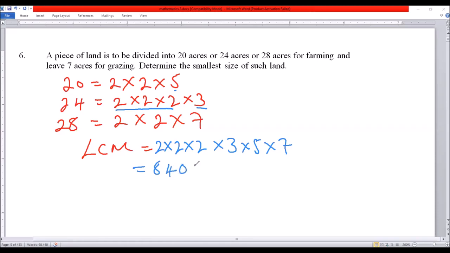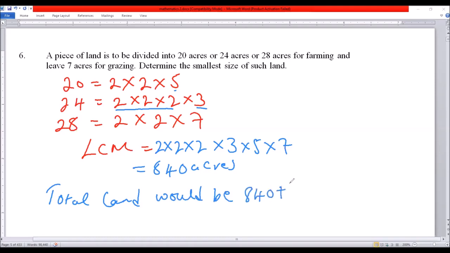When you multiply that, you should be able to get 840 acres, meaning that for the piece of land, since there are 7 acres for grazing, the total land would be 840 plus 7 is equal to 847 acres. So that is how you do that.